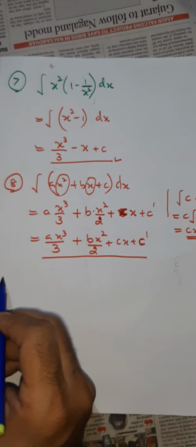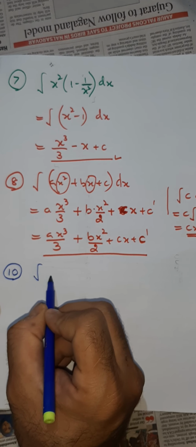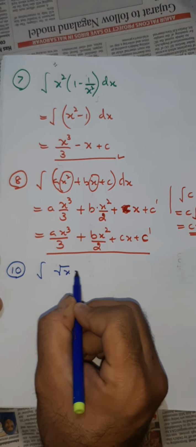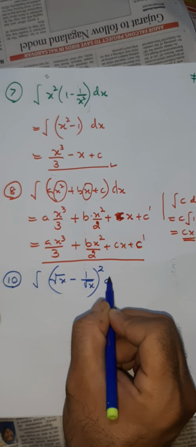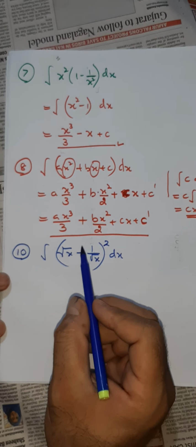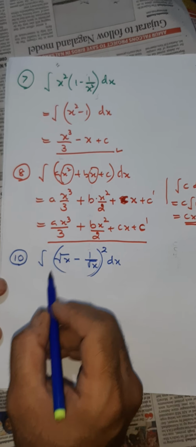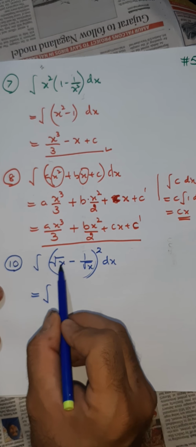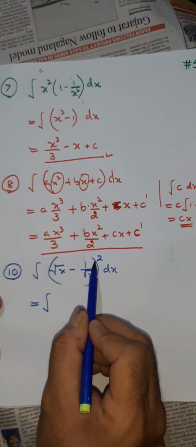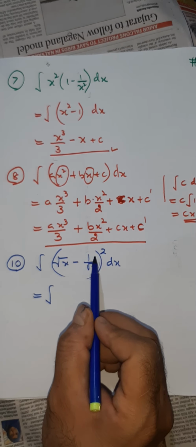Okay. Question number 10, the 9th is very simple, you can do it. 10th question, (root x minus 1 upon root x) the whole square. Now here you cannot do differentiation-like, you cannot imagine these as x and so on, remember. You need to simplify. There is no other way, remember. So I'll open like (a minus b) the whole square.